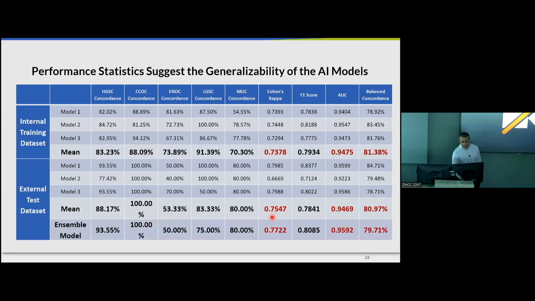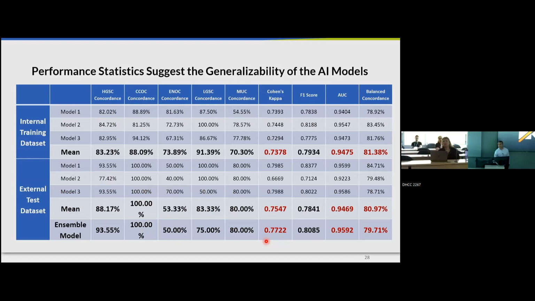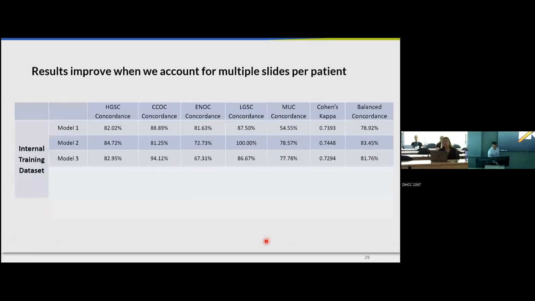And the aggregate model that we built, imagine we built 3 different experts to diagnose, and then we aggregate those diagnoses so that it's more stable. And we almost got the same concordance, but our kappa value got a bit higher, 0.77. Again, imagine rather than having 1 pathologist, we had 3 AI pathologists that made the diagnosis.